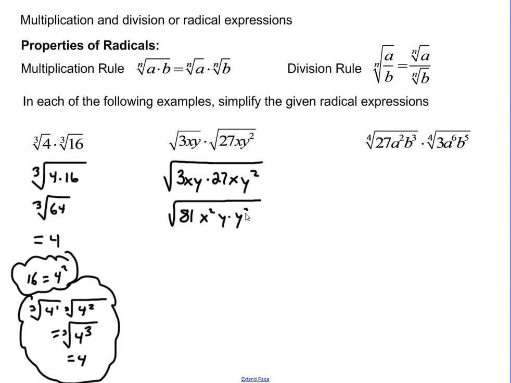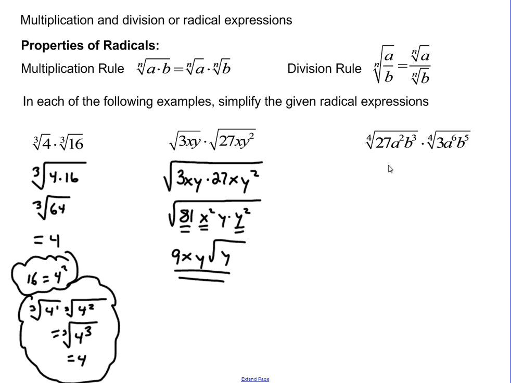Now, I'm not multiplying those two together for a reason, because I'm looking for perfect square factors. And I notice that 81 is a perfect square of 9. X squared is a perfect square of x. Again, we're assuming that we've got only positive numbers here. And y squared is a perfect square of y. So the square root that's left over is just the factor of y, and this is now a simplified radical expression, in this case, 9xy times the square root of y.